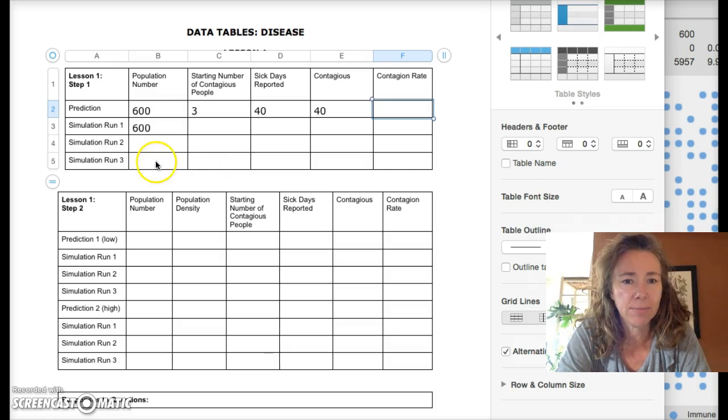So you can leave things the same. You can change them around. But we're going to be looking at what happens within a population and how it spreads.